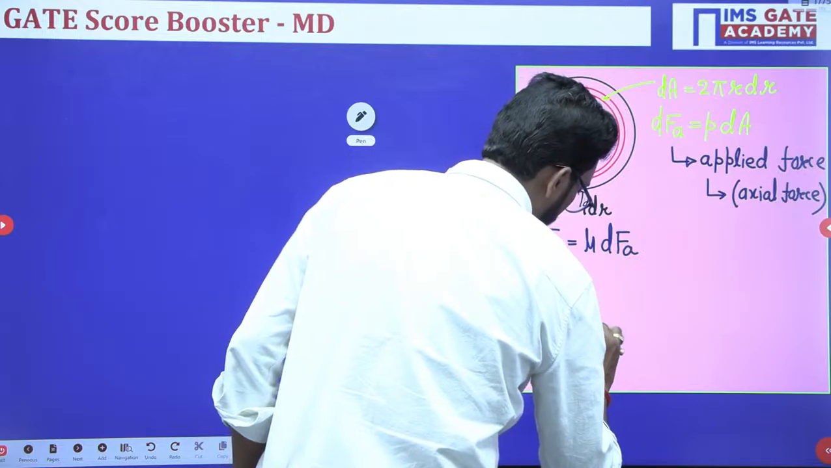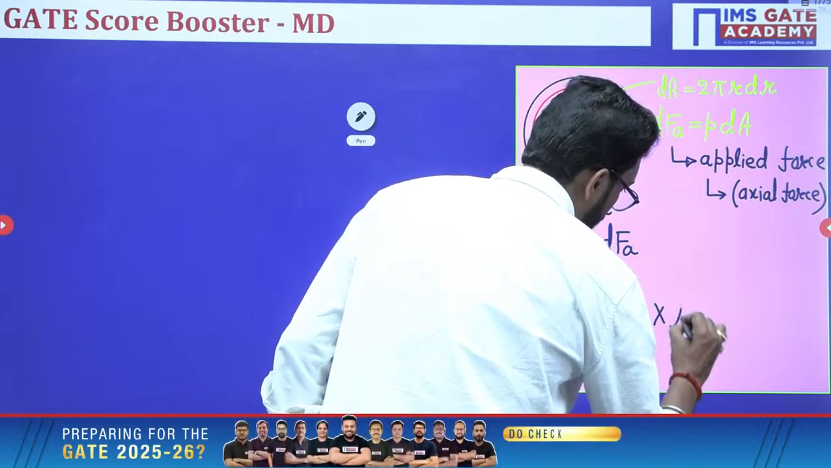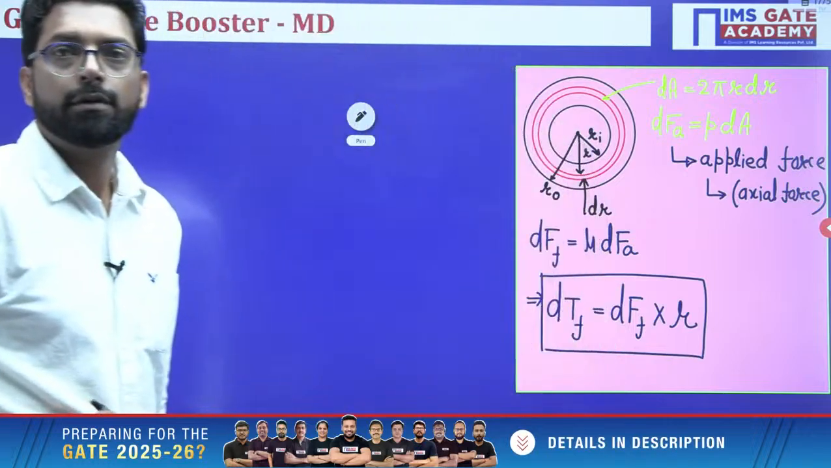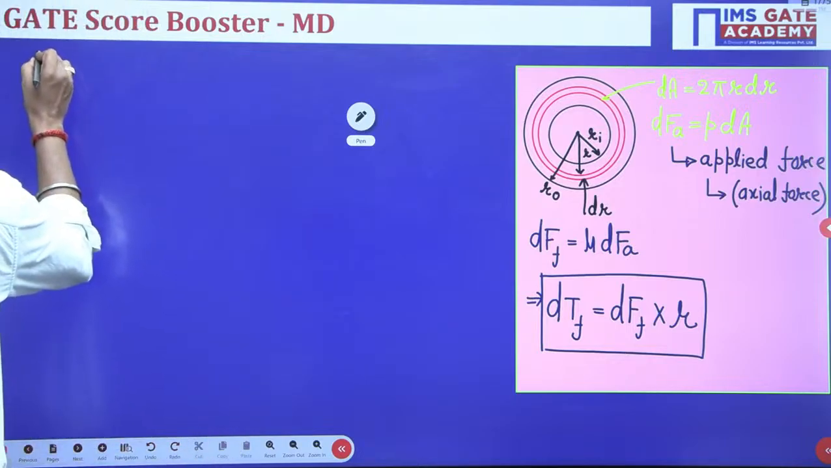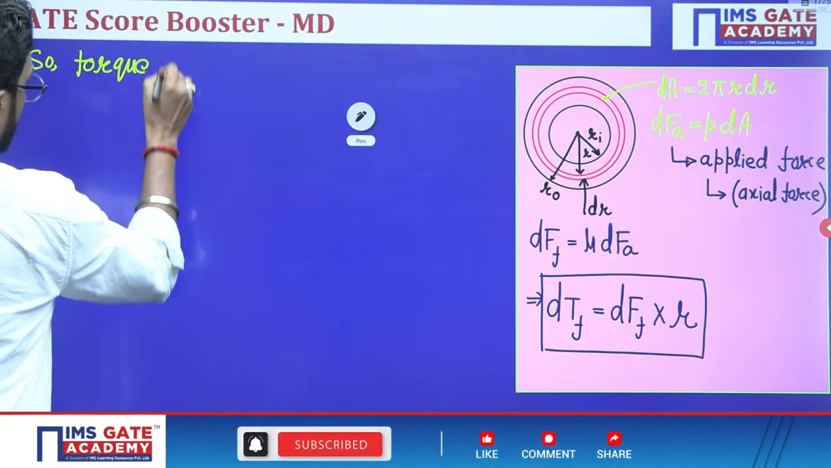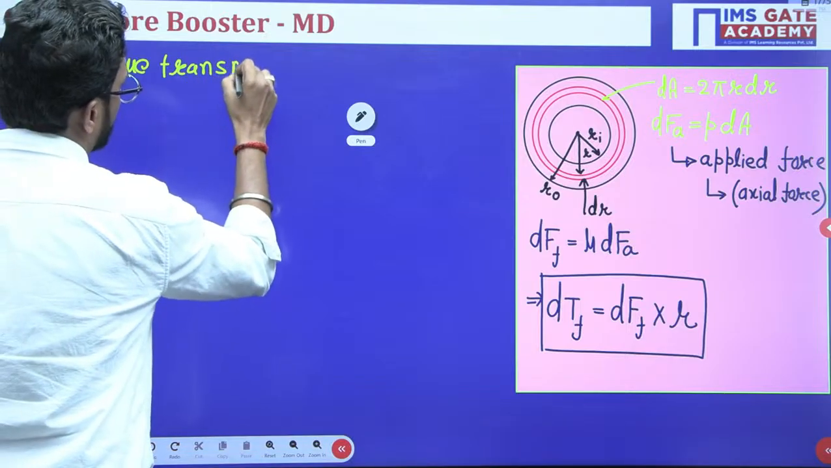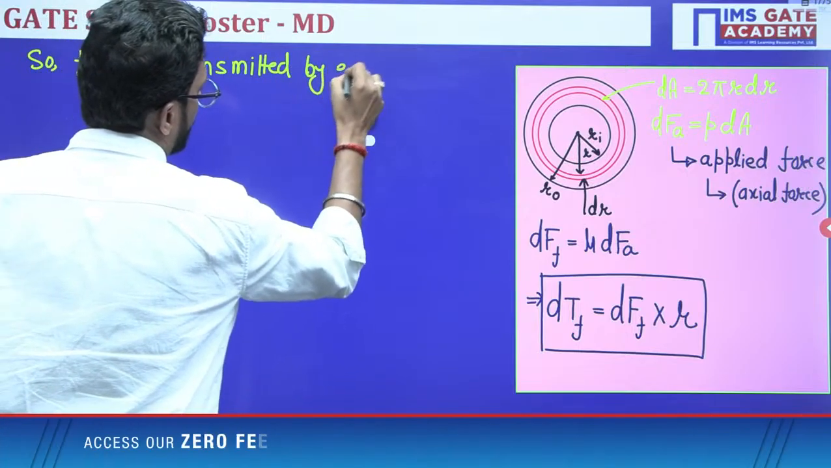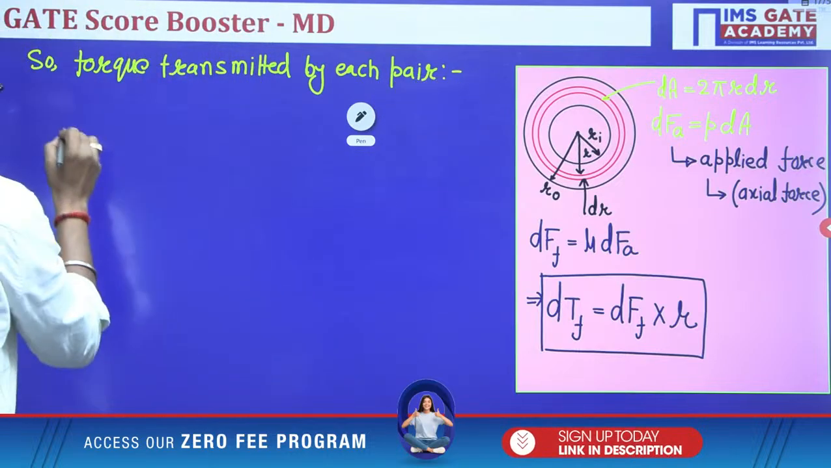dT, frictional torque, is equal to dF into distance r. That's it. Straightforward. Nothing to remember. Straightforward. Okay. So, torque transmitted by each pair, T, you can integrate.